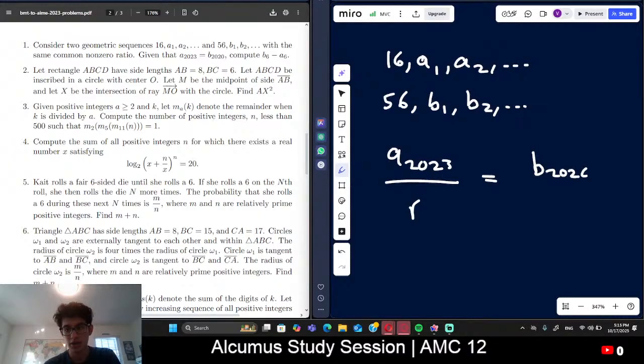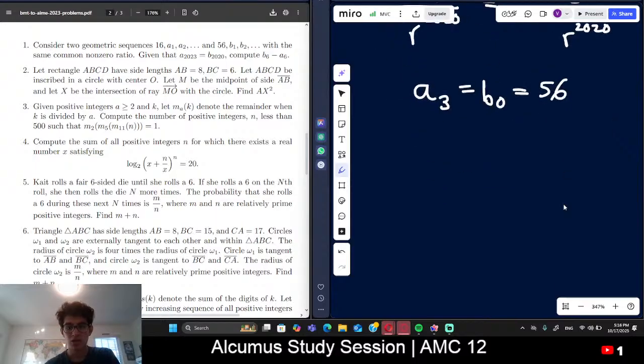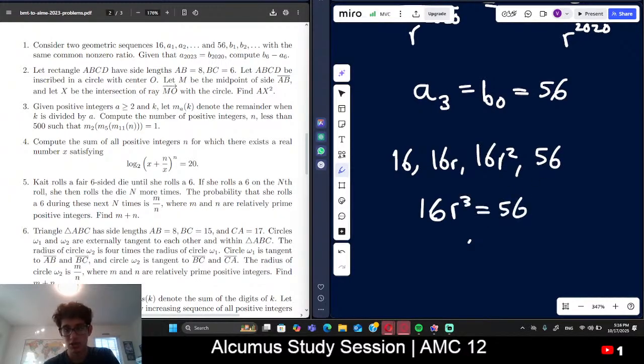B to the 2020. So if we divide these both by r, this will go to a sub 2019, b sub 2019. If we make this 2020 and we make this 2020, now we get a much simpler and easier ratio. This is going to be a sub 3, I think, and this is going to just equal b sub 0, and b sub 0 is 56. So now we know we've got 16, 16r, 16r squared, and then 56. So 16r cubed is equal to 56.